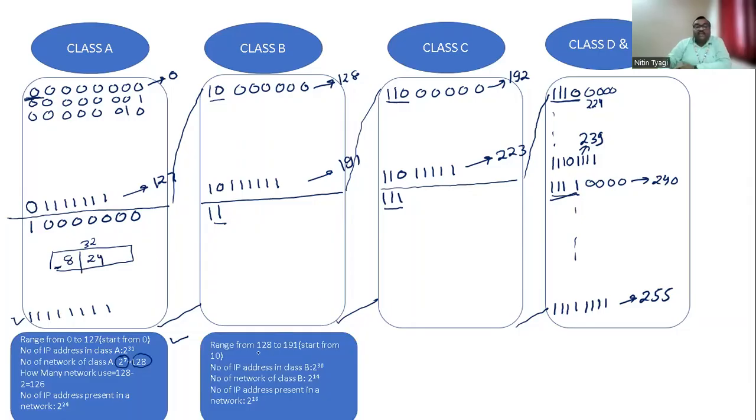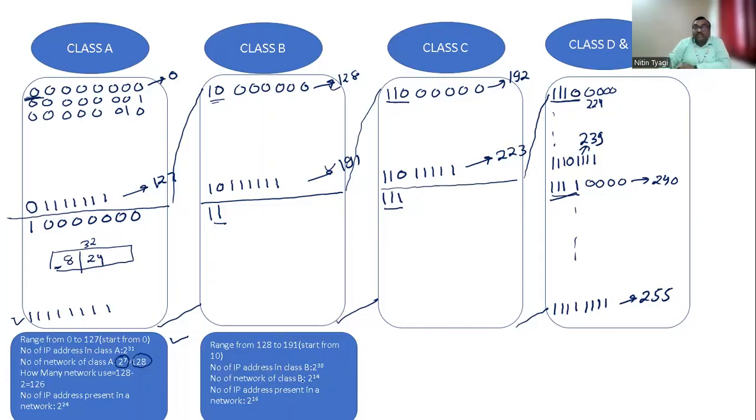Similarly, come to class B. For class B, the range is 128 to 191. I already explained why. Number of IP addresses in class B is 2 to the power 30. Why? Because 2 bits, 10, are already reserved. So the number of IPs in class B is 2 to the power 30.